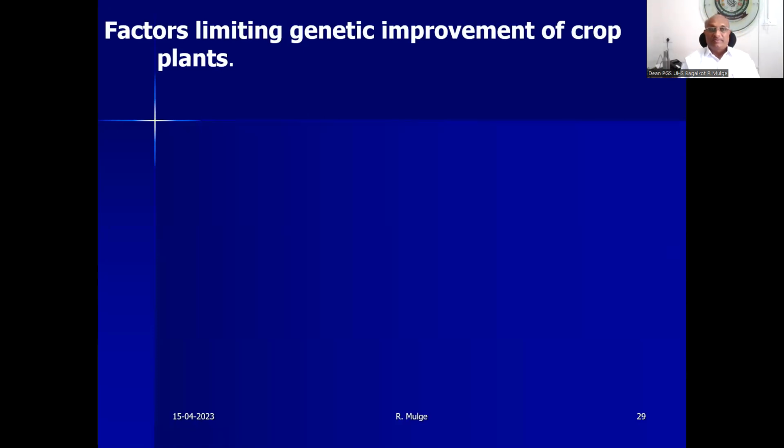So we'll stop here for today's class. Next, factors limiting genetic improvement of crops. We will learn and understand the basics: what problems are there in crops and how the plant breeder can tackle them if possible. But at least knowing them is important, so we will look into that in the next class. Thank you.